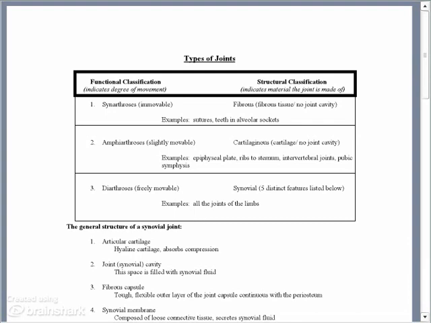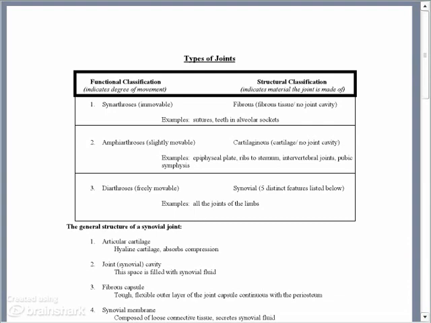Our last type of joint is the diarthroses. That joint is freely movable. If you are determining its structural classification, you would call it a synovial joint. These are all the joints of the limbs. So they're the joints that you really kind of think of when you're thinking, what is a joint? So starting with the arms, for example, the shoulder, the elbow, the wrist, the joints in the hand, the fingers, those are all diarthrotic joints, as is the hip joint and the knee and the ankle and those joints down in the feet and the toes.